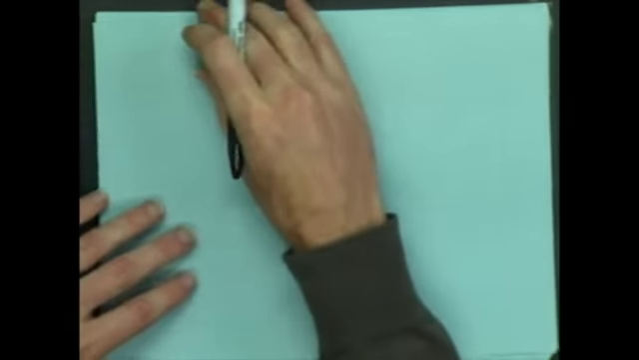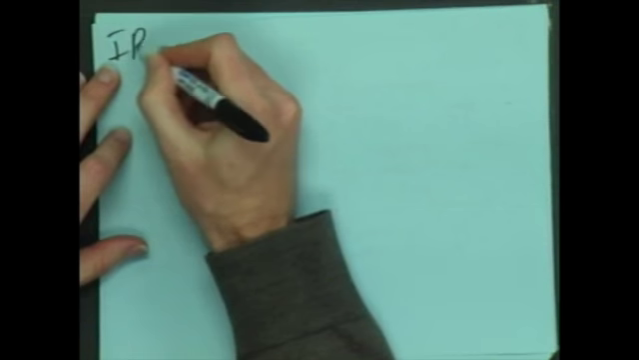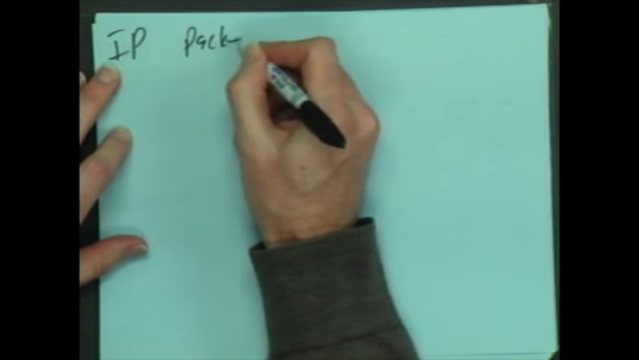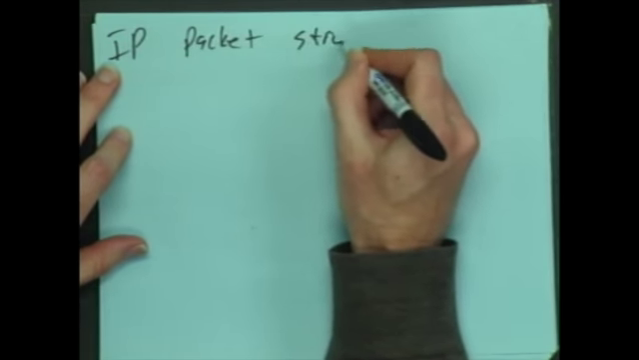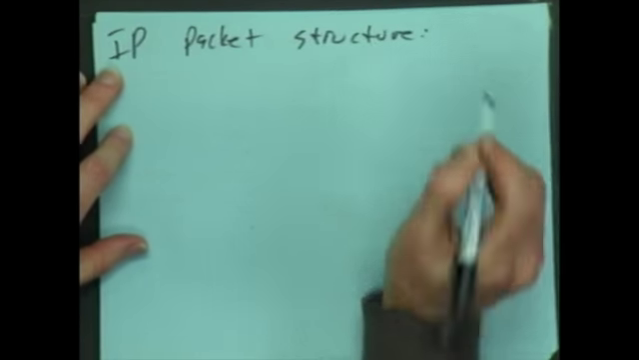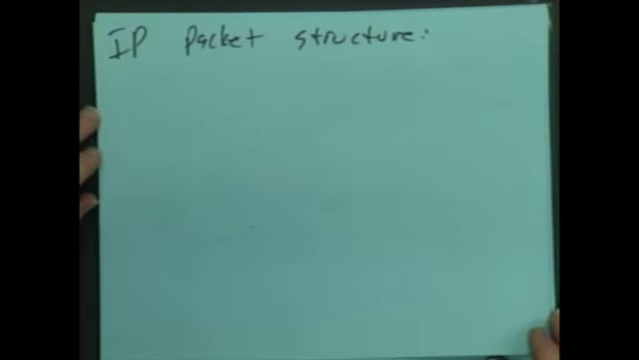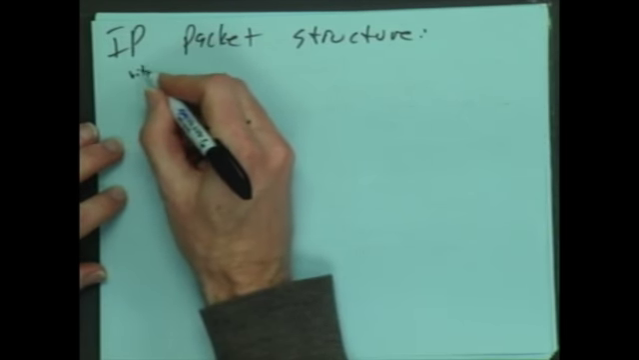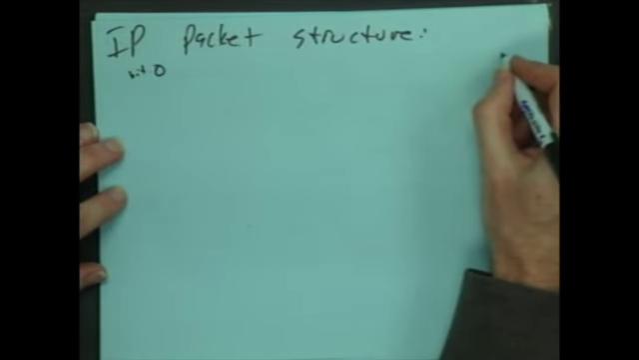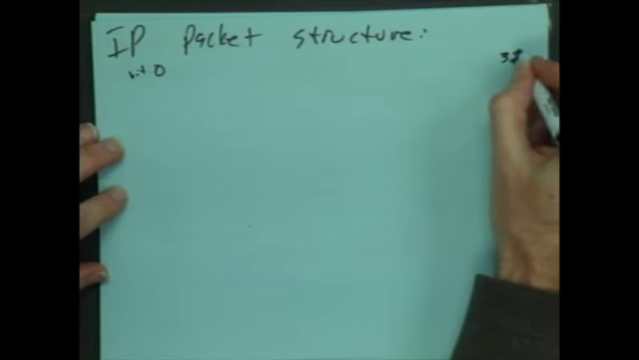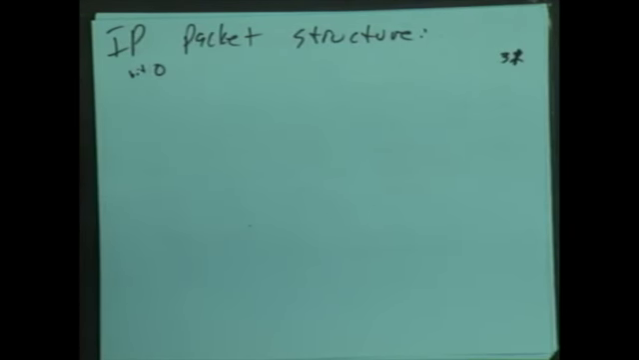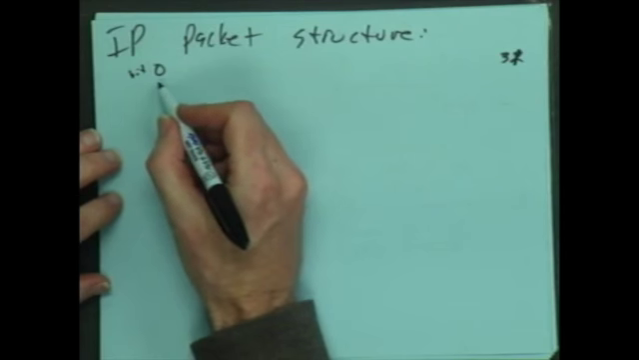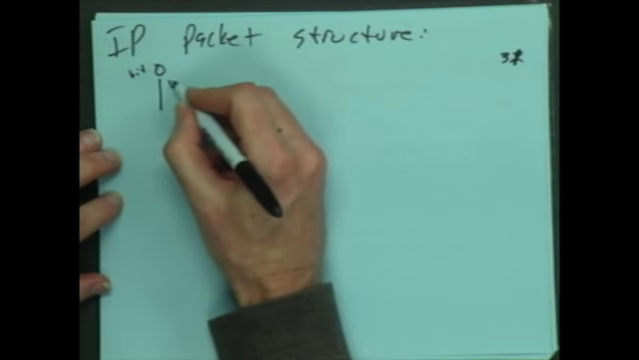So let's look at an IP packet. Like, how does it break down? All right. I'm going to start with bit 0 on the left, and over here will be bit 31. Oops, 31, 32. So the first field in our thing is the version.